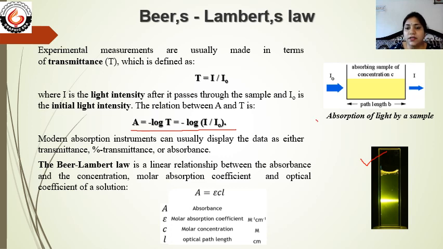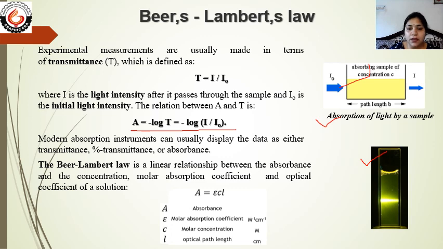Here in this diagram, absorbance of light by a sample is shown. Like here I0 is the initial intensity. Obviously the initial intensity is slightly more as compared to the I. Then this container has the sample and the light is passing through the sample. This length of path is known as path length. Modern absorption instruments usually display the data either in terms of transmittance or in terms of absorbance.